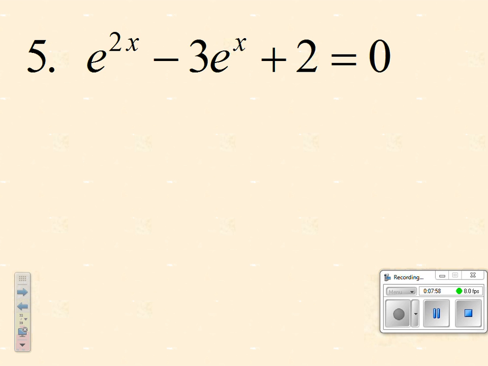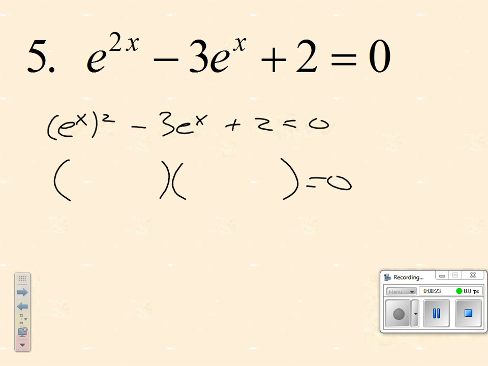That's a perfect square. It's e to the x quantity squared, minus 3 times e to the x, plus 2. And I want to know, where does that equal 0? Well, to get that e to the x quantity squared, I must have had a pair of e to the x's. And where did this plus 2 come from? Plus 2 minus 1. Very good.